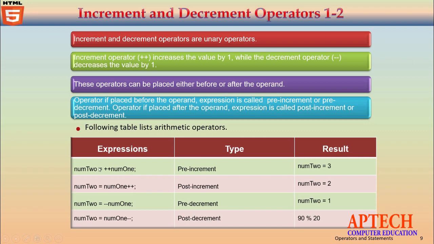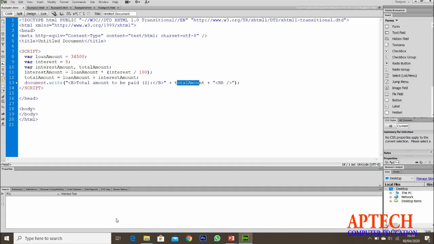So you can see the increment before the operand, so that's called pre-increment. You can see the increment after the operand, that's called post-increment. Again you can see the decrement before the operand, that's pre-decrement. And here you can see the decrement after the operand, that's called a post-decrement. So I'll show you an example.